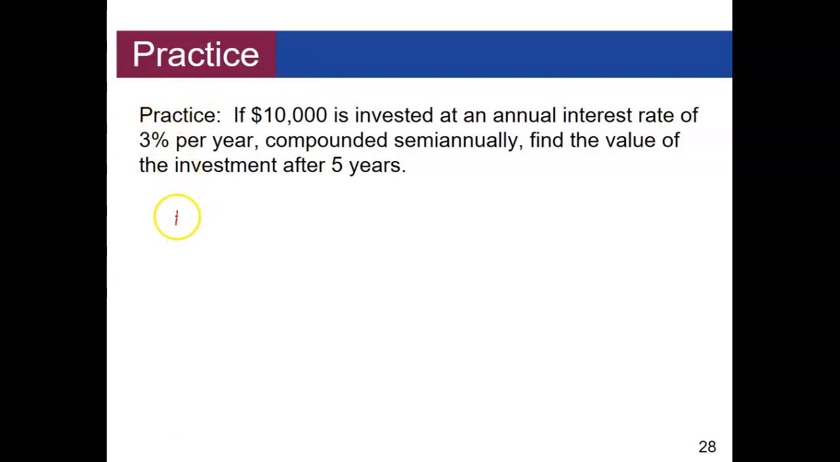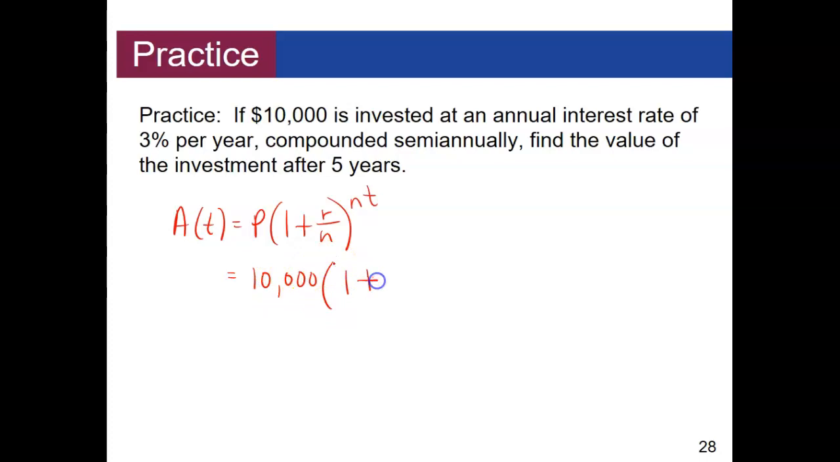Okay, so for this one, we're going to use our formula for compounding. We're going to put 10,000 in, so that is my principal. My rate is 3%, so I'll put in 0.03. My n is compounded semi-annually, so n is going to be 2, and it's going to be raised to the 2 times 5, and that also needs to be grouped together.